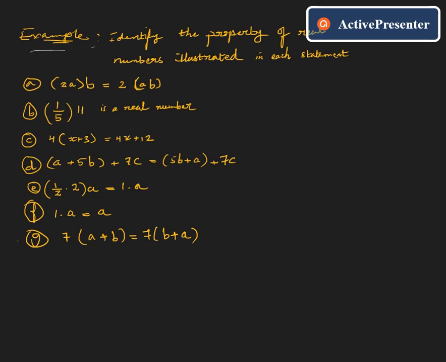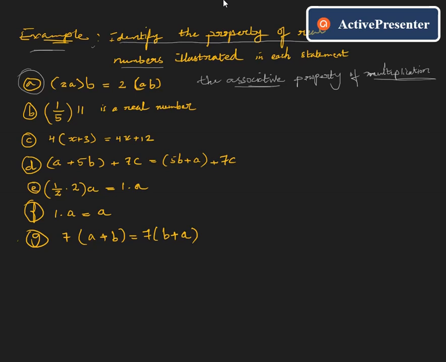Now let's take an example. Identify the property of real numbers illustrated in each statement. The first statement says 2A multiplied by B equals 2 multiplied by AB. This is called the associative property of multiplication.